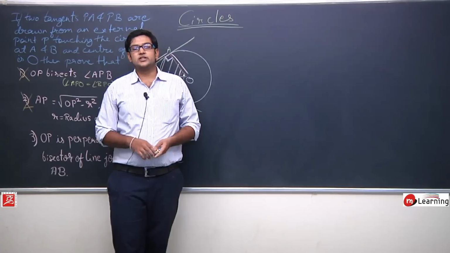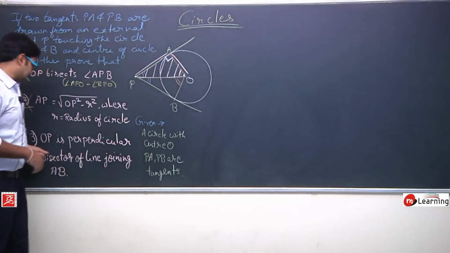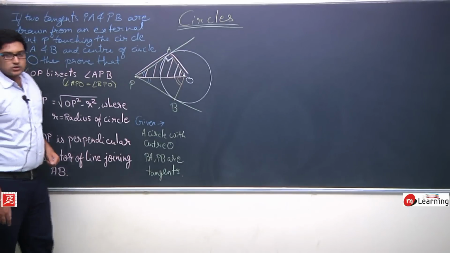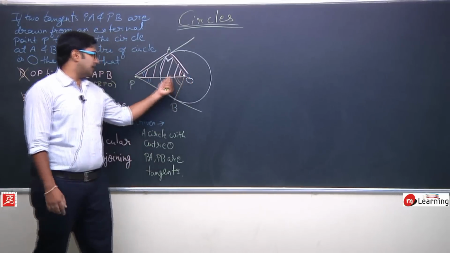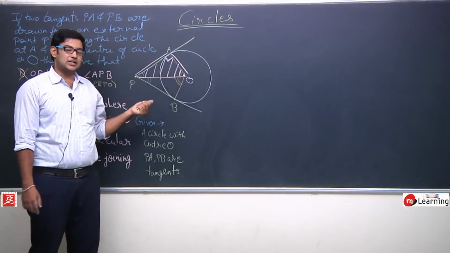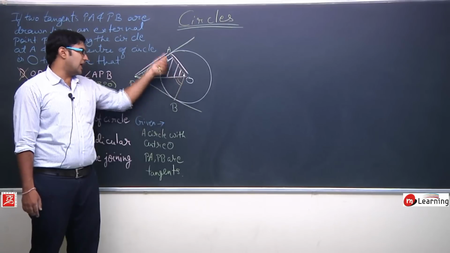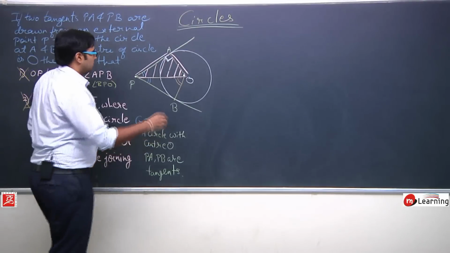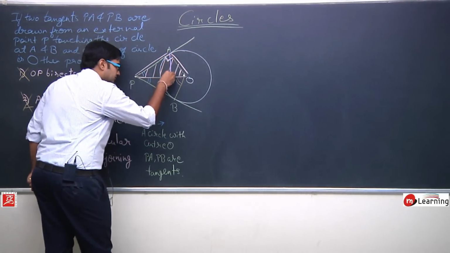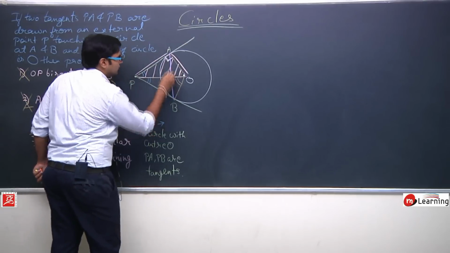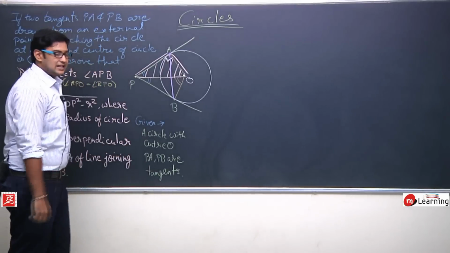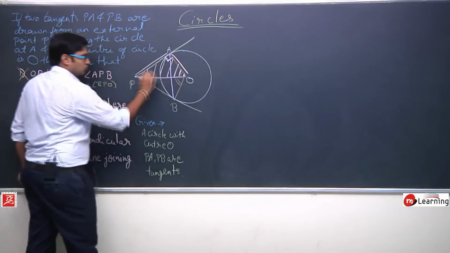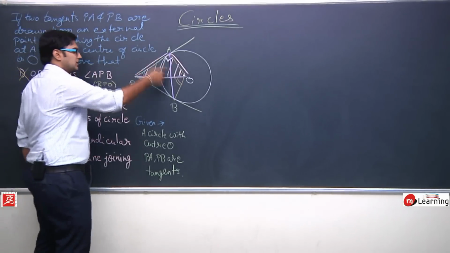Okay, now let us prove the third part of this question. The third part says OP is the perpendicular bisector of the line joining AB. So you need to prove that this OP line is basically the perpendicular bisector of the line joining A and B. So let us first join A and B. This is the line joining A and B. You need to prove that this OP line is the perpendicular bisector of this AB.